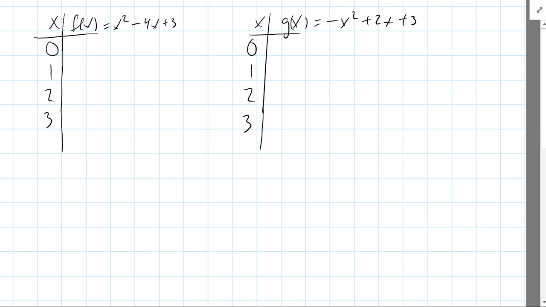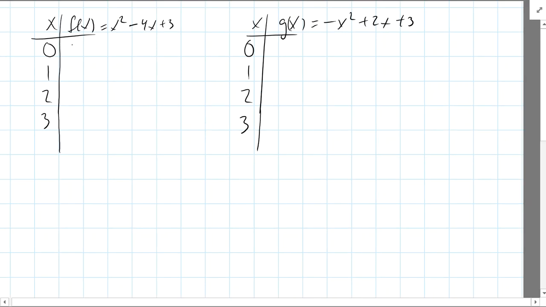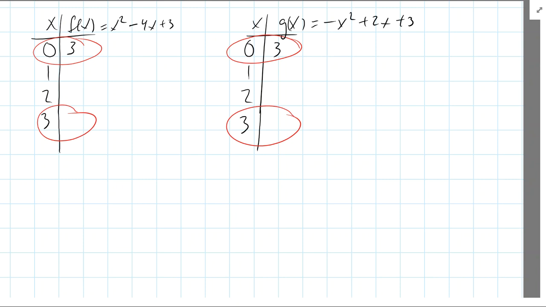Plug in 0. Are they both at 3? If these don't match and you said those were points of intersection, go back and start over. What else should match? These should match, right? Shall we go ahead and find them? Put in a 3. 3 squared is 9. 9 minus 12 is negative 3. Negative 3 plus 3 is 0. Do the same over here. Negative 3 squared is negative 9, plus 6, plus 3 is 0.